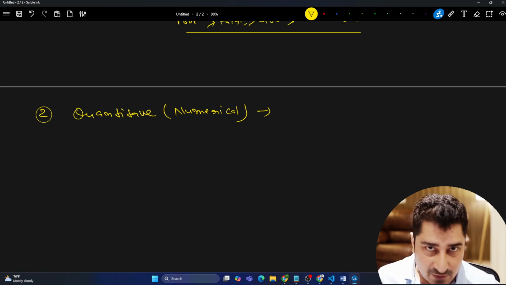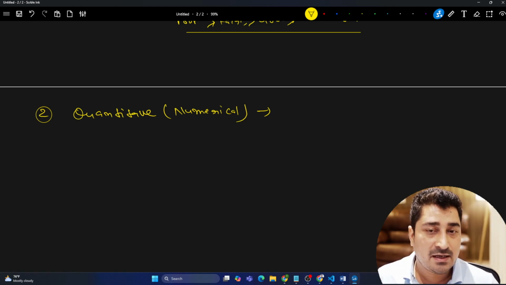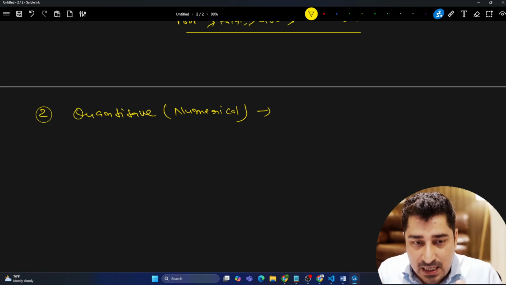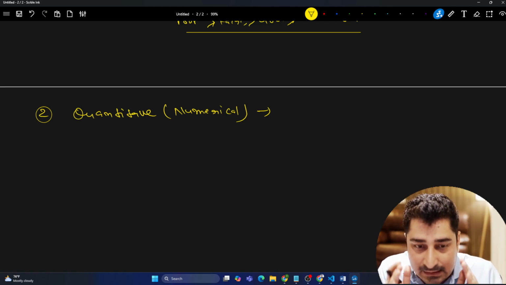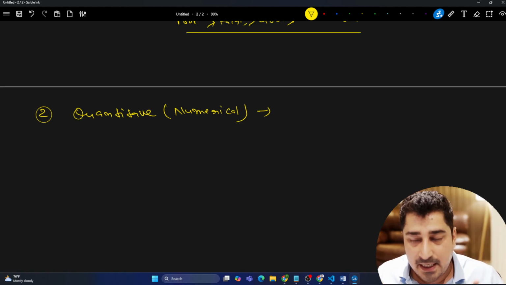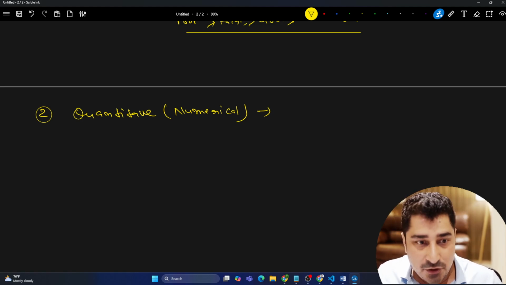Now, those who are not aware of mean, median, mode, standard deviation and variance, it's completely fine. In an upcoming chapter, we are going to talk about that as well. So data which I can measure, data which I can count, that kind of data is called quantitative data, or in other words, numerical data.